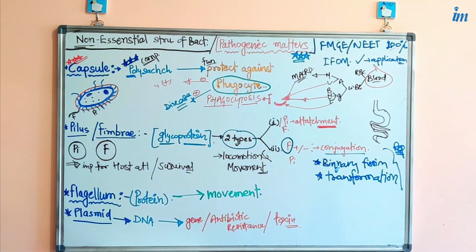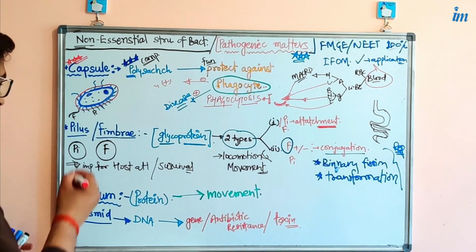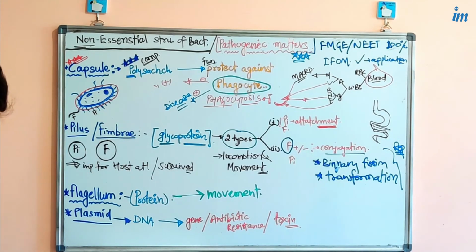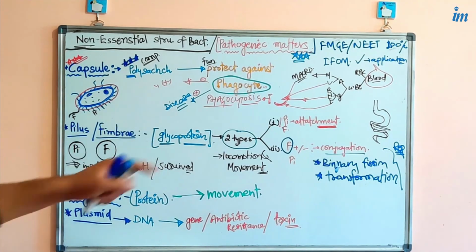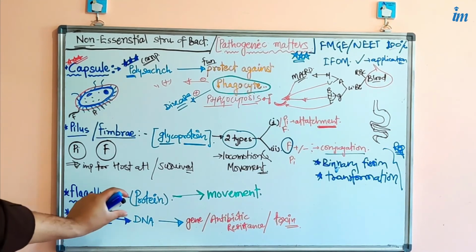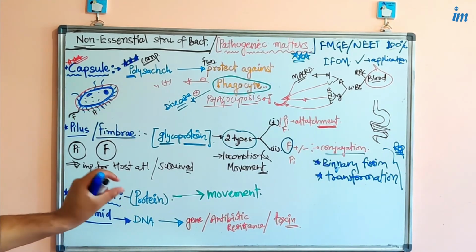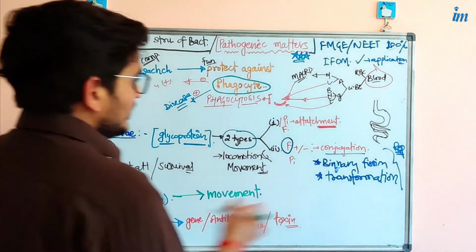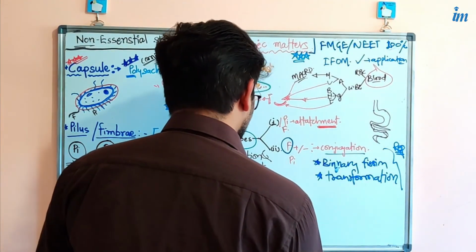And here the next one is the flagellum. When we talk about the flagellum, don't mix it up with the fimbriae, because it is FL and it is FI. Fimbriae are used for attachment, and flagellum is a small protein-containing structure. They help with the movement of the bacteria.